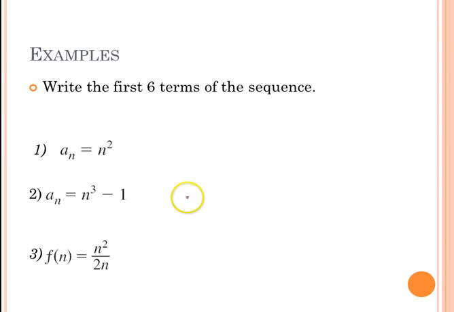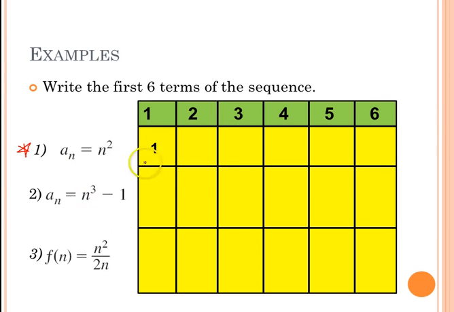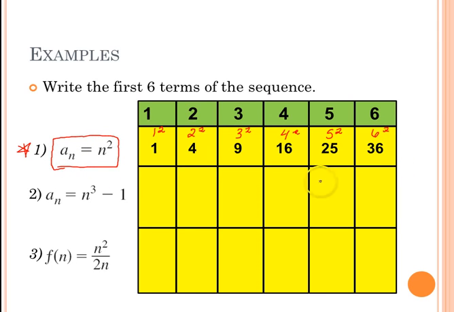Now, write the first 6 terms of the sequence. Okay, so these are pretty basic. They give you the sequence. What are the first 6 terms? Okay, so the first one, here's my first 6 terms, 1 through 6. So if I plug in a 1 right here, all it is is n squared, so it's 1 squared. Well, pretty easy. 1 squared is 1. How about 2? 2 squared is 4. 3 squared is 9. 4 squared is 16. 5 squared is 25. 6 squared is 36. Okay, so they give you the function. They give you the sequence. You tell them the terms.